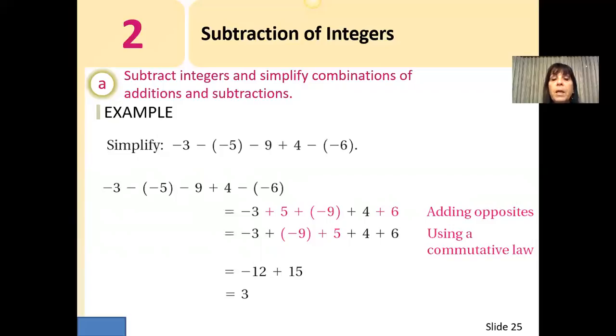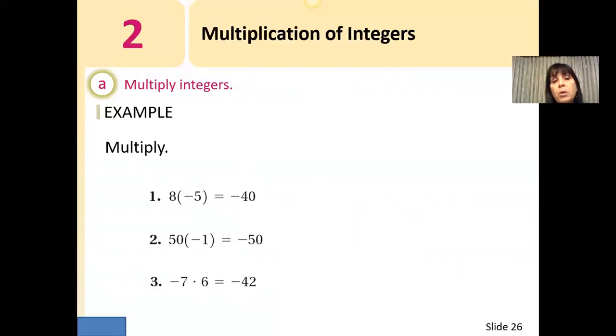In that case, you will now have all additions to do, and you can add those numbers any way you want to. If you would like to add them from left to right, you can. This example actually added all the positives together and all the negatives, and that's another way that you can do your problems. Okay, now on to multiplication.